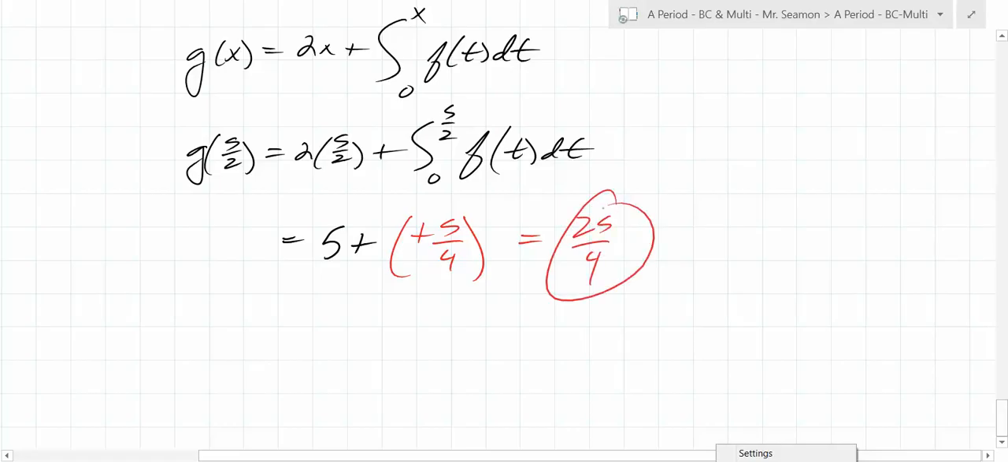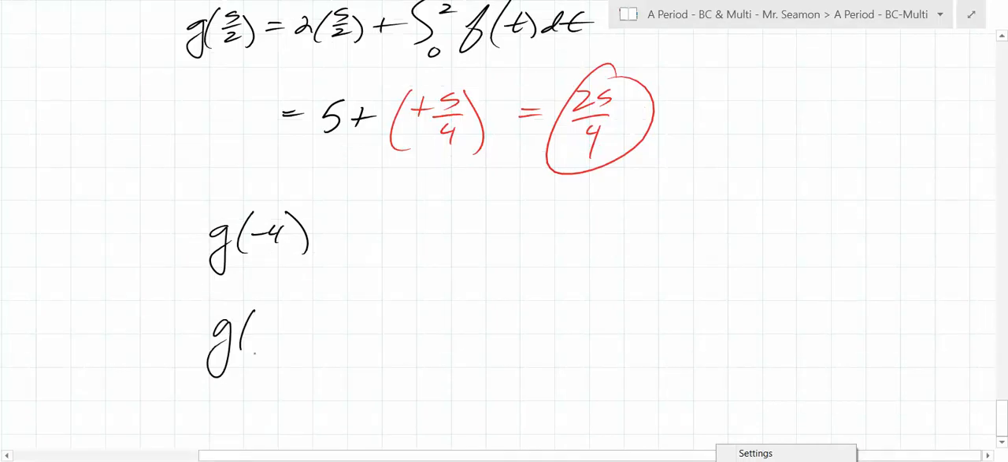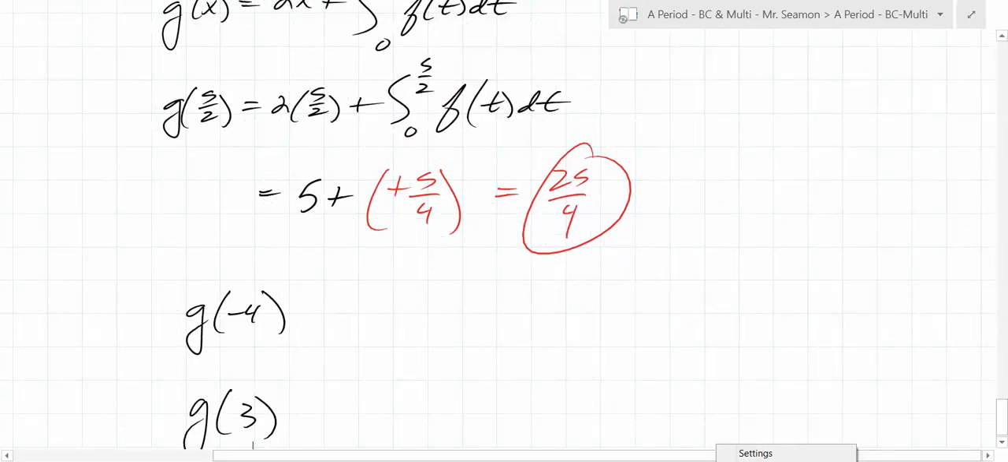So we tested our critical value, but what else do we need to test? Endpoints. So we should also test g of -4 and g of 3. So g of negative 4, and I'll pause.